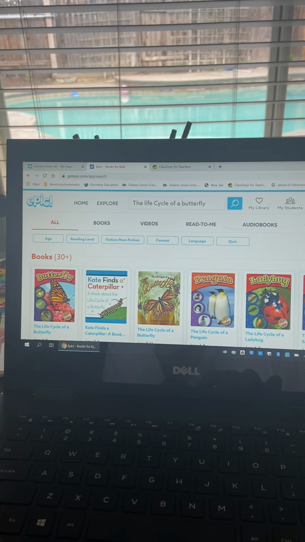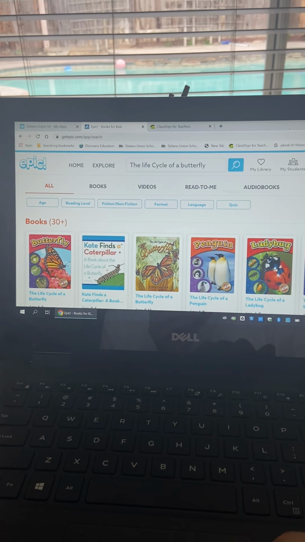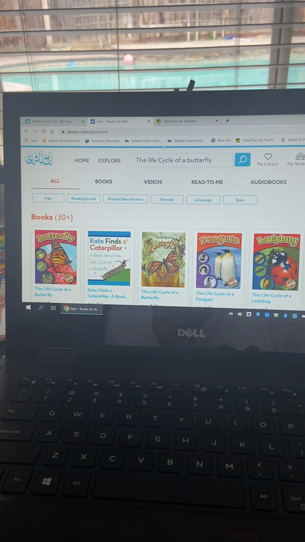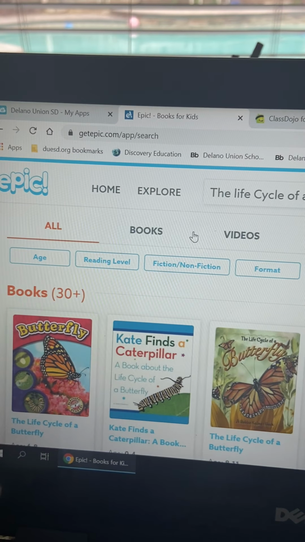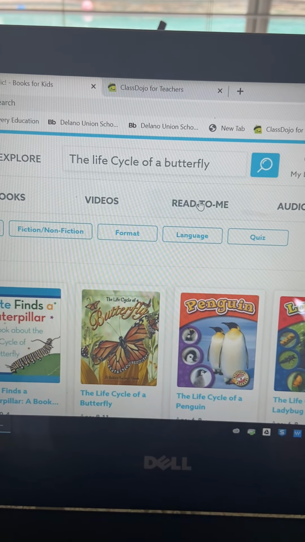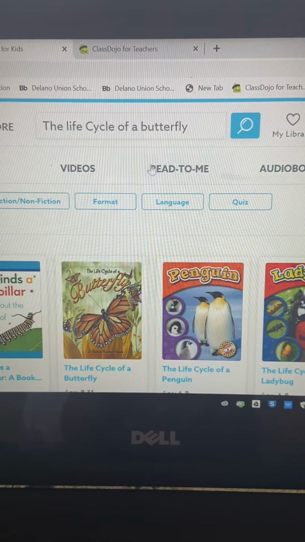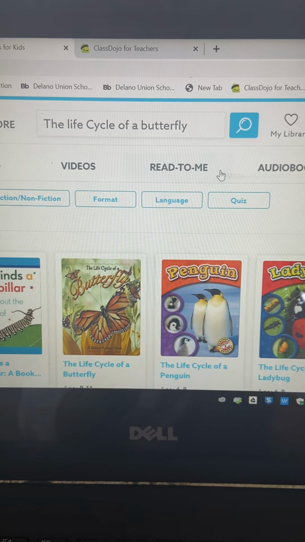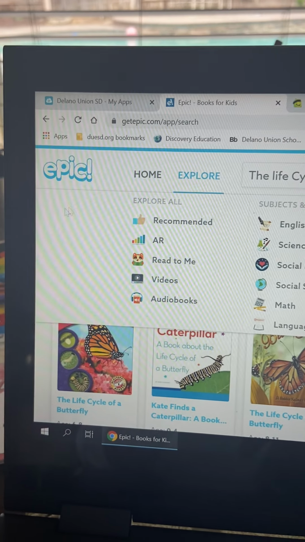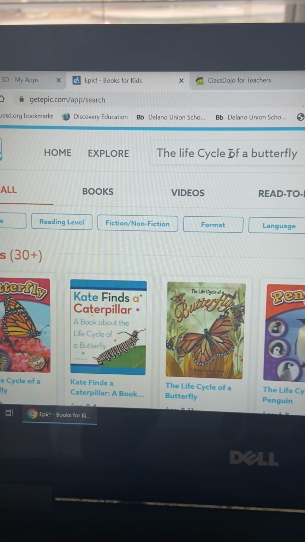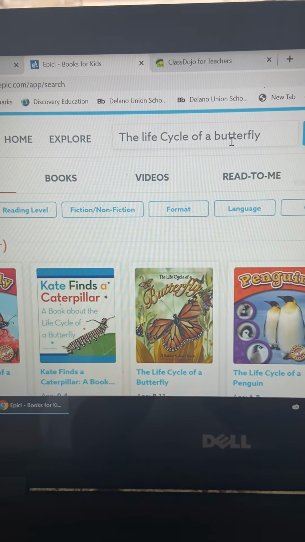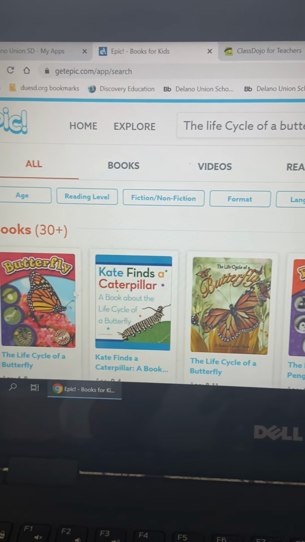Hopefully you don't see too much of a glare, but let me show you how I got here. Let me X out of here. If you go to Epic, boys and girls, you see right here where it says all, right here you have books, videos, read to me, audiobooks. I usually tell you guys to go to read to me because those are the books that are read to you. For this book, I'm on the one that says all, right? And I typed in the life cycle of a butterfly. So if you want to go back and reread this, you can. It's this book right here.